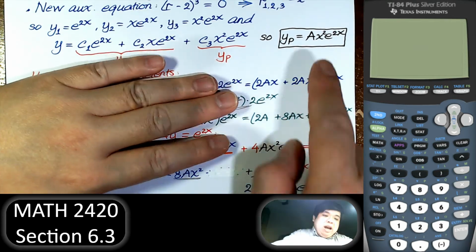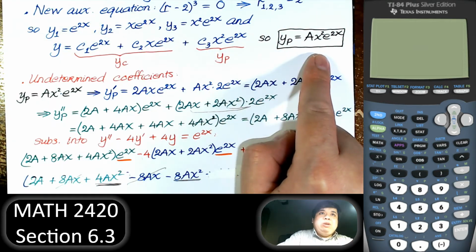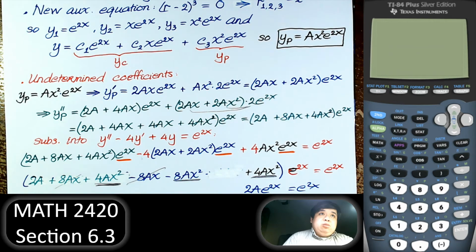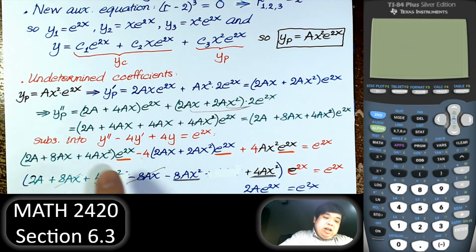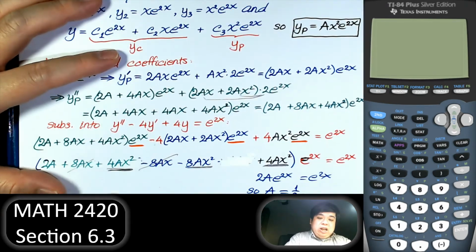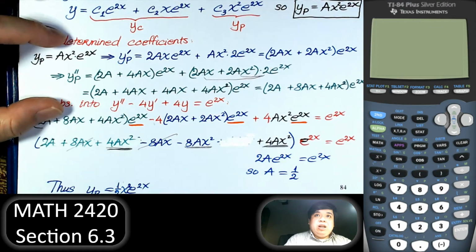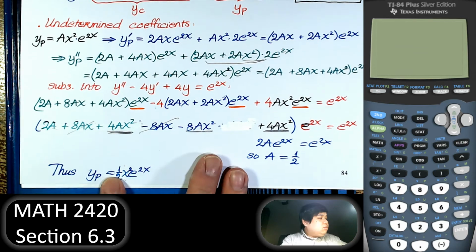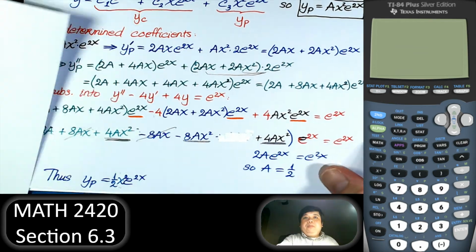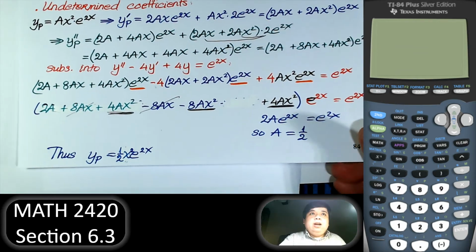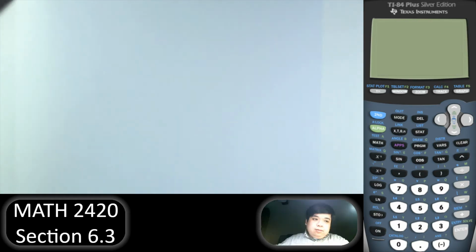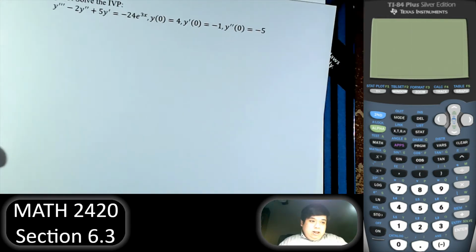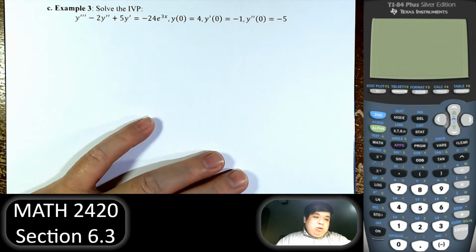But when we have the particular solution, the rest will be similar to what we had before. Take the derivative, substitute back into the original equation, and solve for the missing coefficient. In this case, only one of them, and we solve for that is 1/2. That's what we have. Right. So the initial value problem.